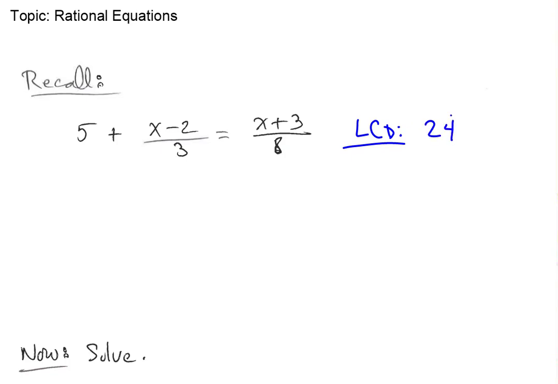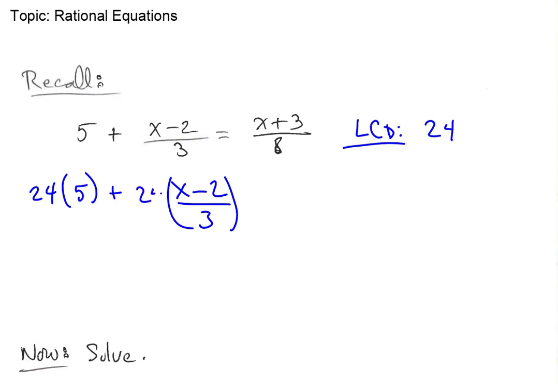And then to clear the fractions, we would take that LCD and multiply it by every term on both sides of the original equation. So with the 5 as the first term, we would multiply that by 24. Even if it's not a fraction like 5, we'd still multiply all the way through. In the second term, we had x minus 2 all over 3. We're putting all these original terms in parentheses and then multiplying the 24 LCD next to them each time. Same thing on the right side of the equation: we have x plus 3 over 8 in parentheses and then a 24 being multiplied by it.